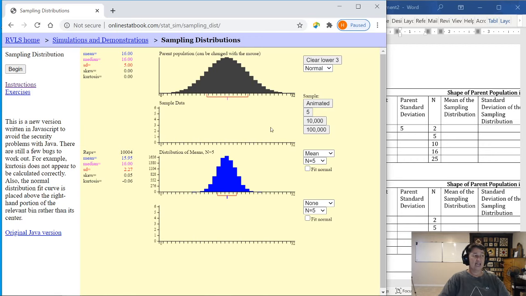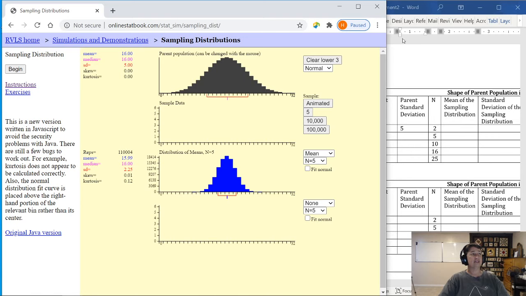I'm going to do it again 100,000 times just so that we've got a lot of data values here in our new distribution of sample means. There, I've done it 100,000 times. So I now have 110,004 different sample means where I've taken 5 women, found their heights, and then found the mean of those heights and dropped it down into this distribution.